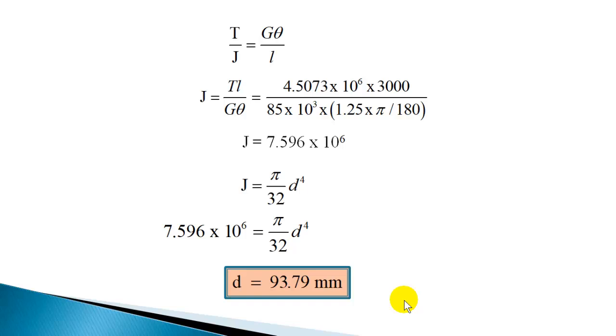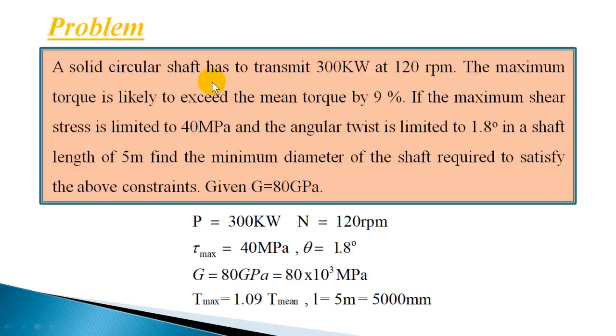Now let us work out another example. A solid circular shaft has to transmit 300 kilowatt at 120 rpm. The maximum torque is likely to exceed the mean torque by 9%. If the maximum shear stress is limited to 40 megapascal and the angular twist is limited to 1.8 degree in a shaft length of 5 meter, find the minimum diameter of the shaft required to satisfy the above constraints. Given G is equal to 80 gigapascal.